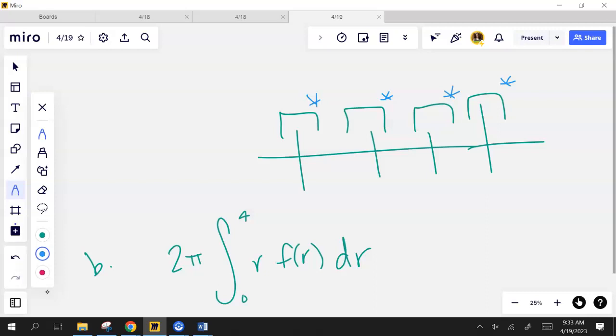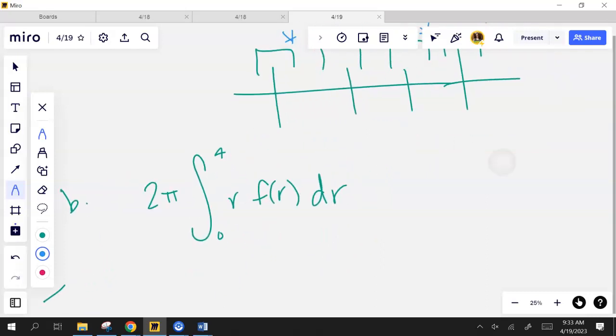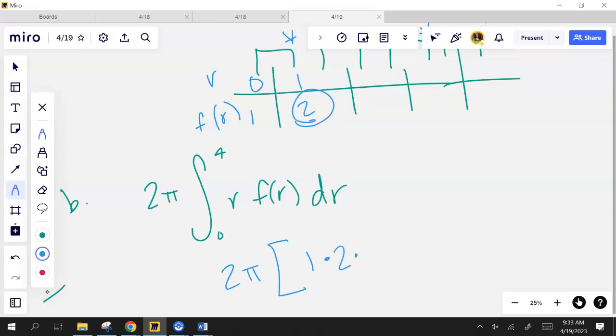Okay. So I got 2 pi outside, right? 2 pi, and then I'm going to multiply that by the area of the rectangle, but I'm also multiplying by the actual R value for that one. So in other words, this one goes 0 to 1, 1 and 2, right? So the R value, this is R, this is f of R. The R value is 1, and then I'm going to multiply that by, again, it's a right Riemann sum, so I'm going to do 2. And now I do the distance from 0 to 1, which is 1.